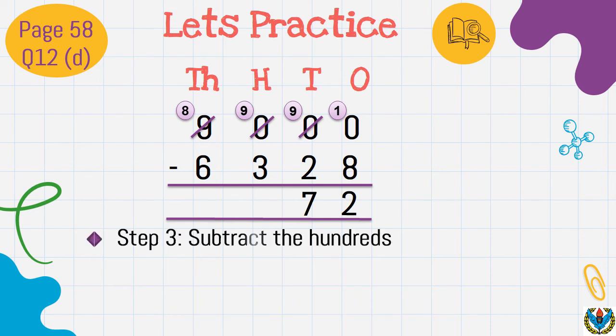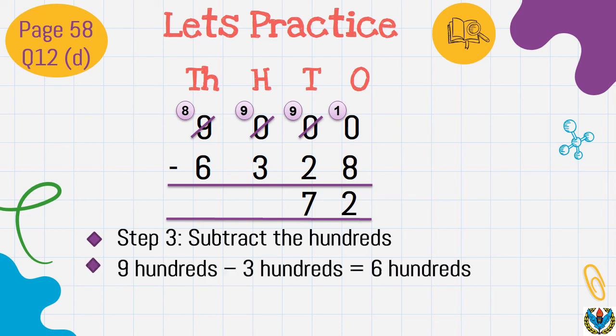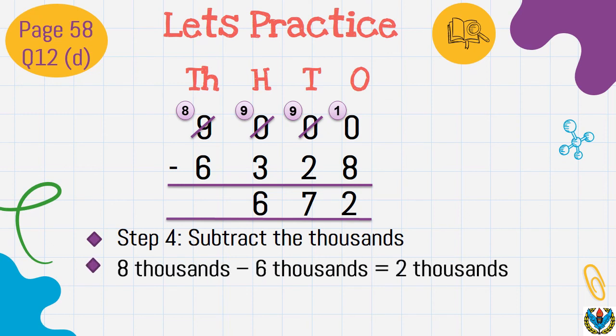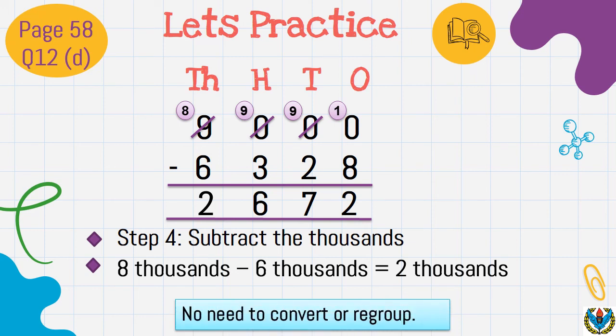In step 3, we subtract the hundreds. In the hundreds column also, you have 9 on the top and 3 at the bottom. So 9 hundreds minus 3 hundreds gives us 6 hundreds. In the last step, we subtract the thousands. 8 thousands minus 6 thousands gives us 2 thousands. And the final answer is 2672.